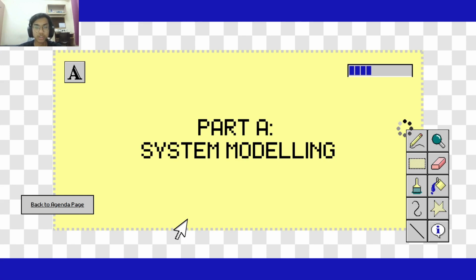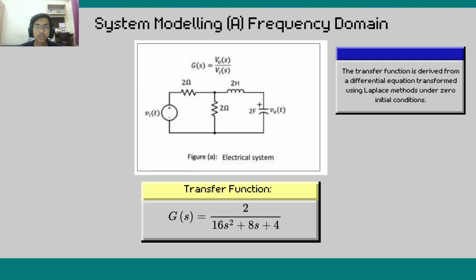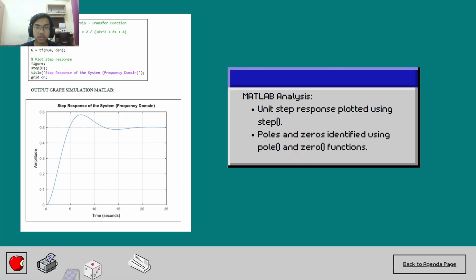We move on to part A, which is system modeling. The modeling was done in two domains, which are the frequency domain and state space representation. We'll first look at the transfer function approach. In the frequency domain, we derive the system's transfer function using Laplace transformation, assuming zero initial conditions. MATLAB was used in simulations. We use the step function for the unit step response and pole and zero functions to identify the system dynamics.